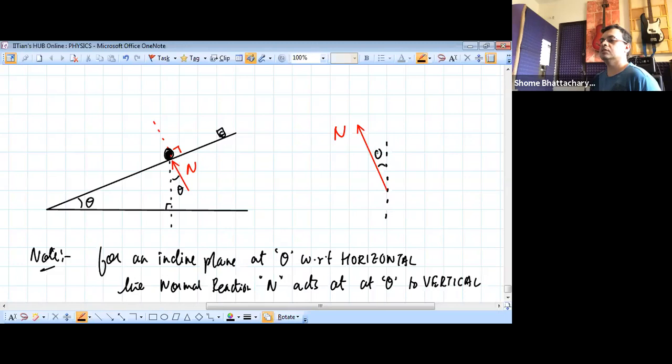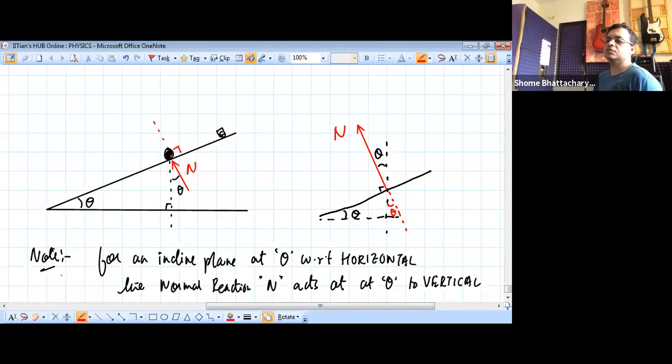This angle will be theta. Why? Because it's very simple. If you look at the inclined plane, it's at theta to the horizontal. So this angle is theta here. This angle is 90 minus theta, or in other words, this angle is theta here. So that angle has to be theta. So this is the derivation of this concept.